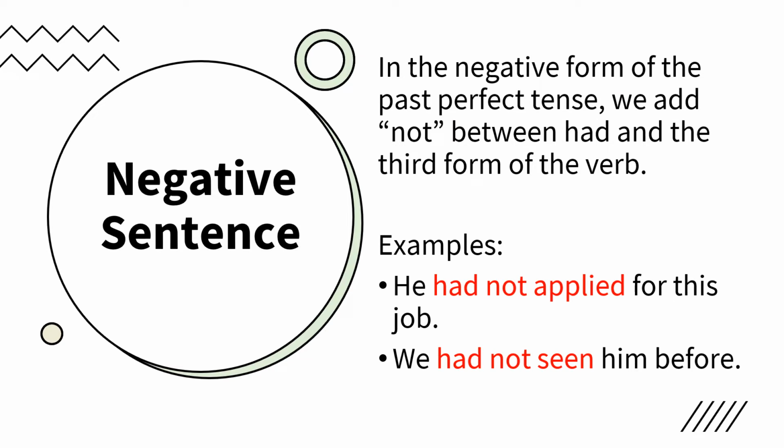Negative sentences of past perfect tense. In the negative form of past perfect tense, we add not between had and the third form of verb. For example, he had not applied for this job. We had not seen him before.